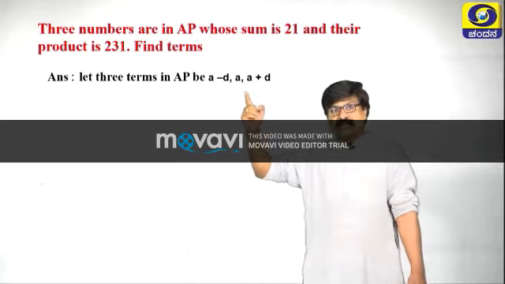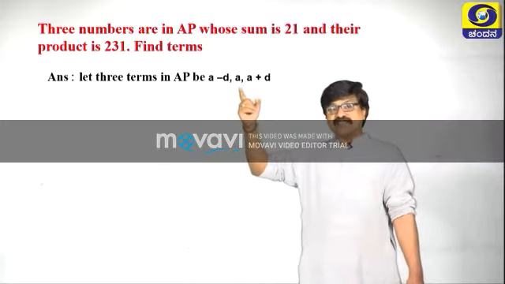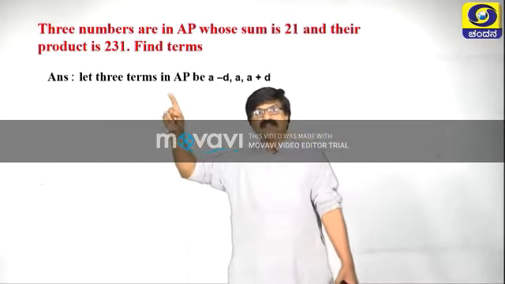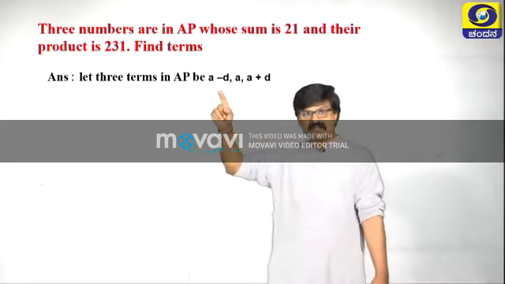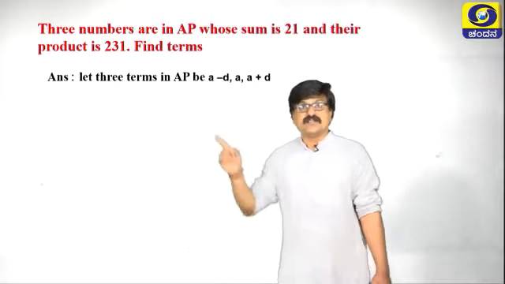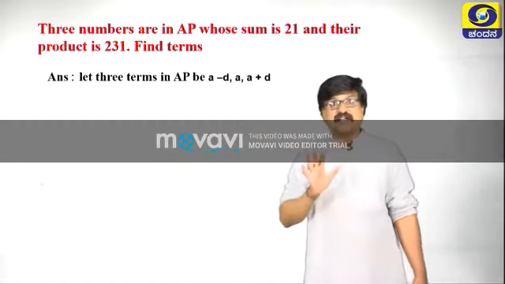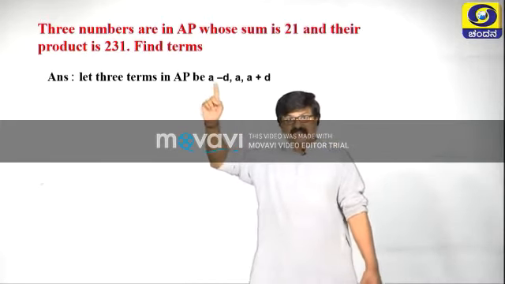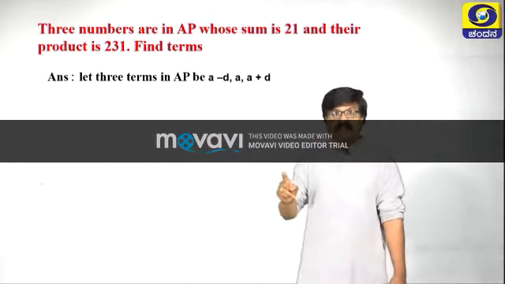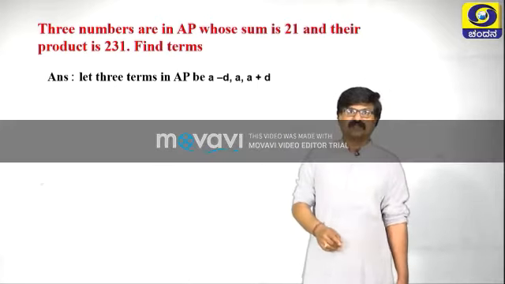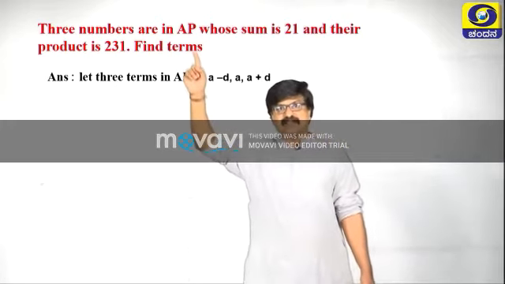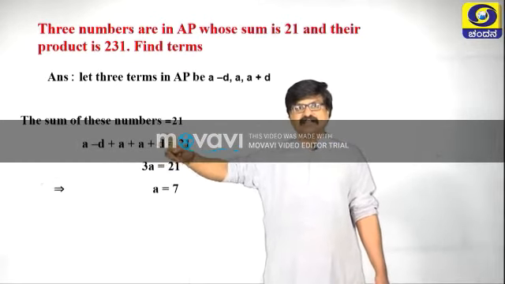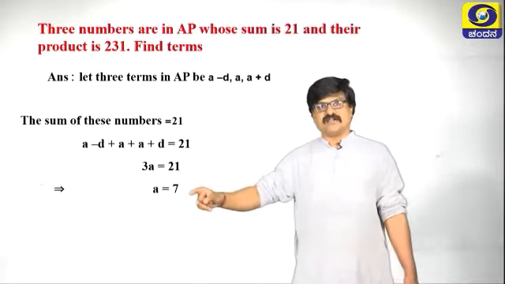See here, A plus D; the previous term of A is A minus D. So let the 3 terms in AP be A minus D, A, A plus D. Which is the first term here? A is not the first term, A minus D is the first term. What is the common difference? D only. Then in case 1, take the sum, add them, D cancels, and we get the A value.